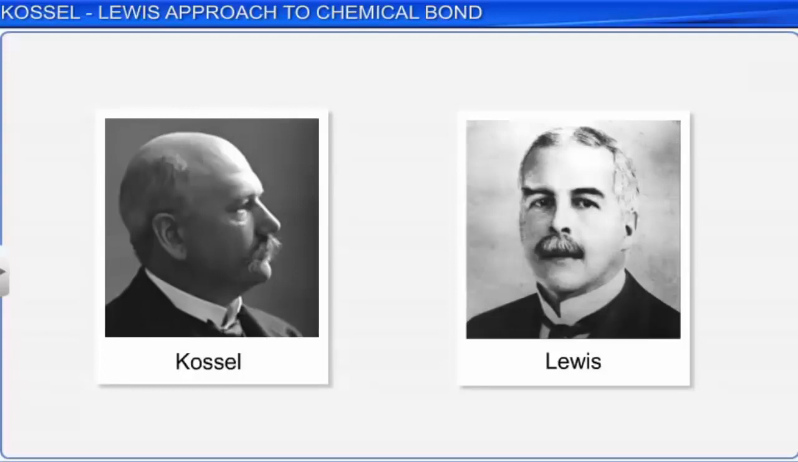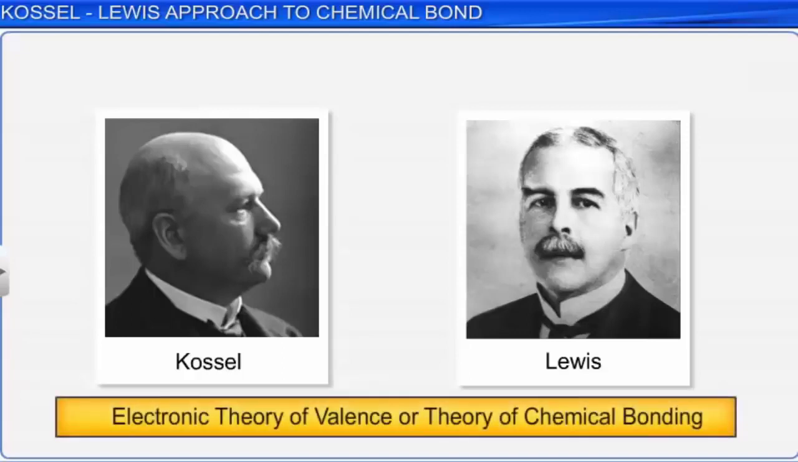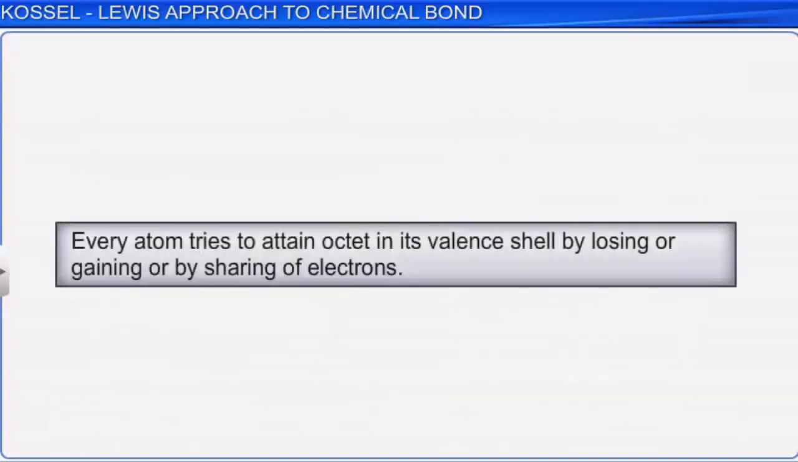Later in 1916, Kossel and Lewis developed the electronic theory of valence, or theory of chemical bonding, to explain the chemical bond formation between the two atoms. According to the electronic theory of valence, every atom tries to attain octet in its valence shell by losing or gaining or by sharing of electrons. This is known as the octet rule.